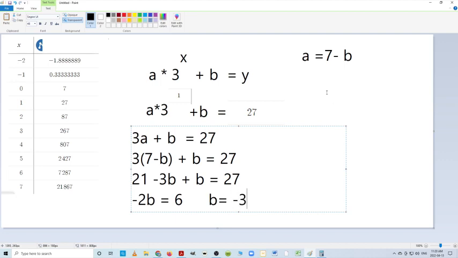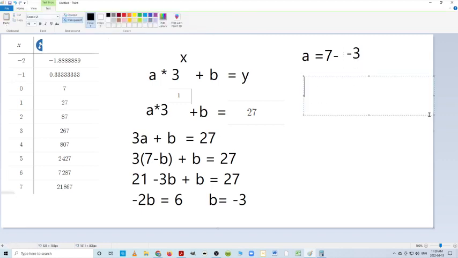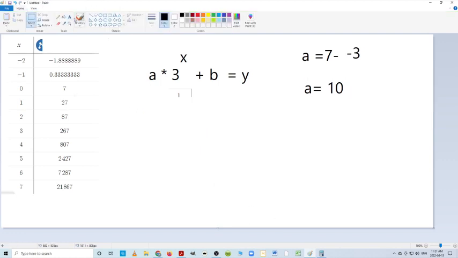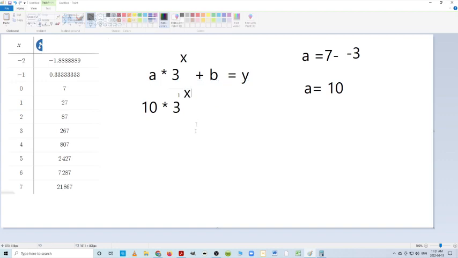And if I go back and put it into this equation, a, what's 7 minus minus 3? A is equal to 10. Suddenly, I was able to figure out a and b from that information. So suddenly I've got 10 times 3 to the x minus 3 is equal to y.